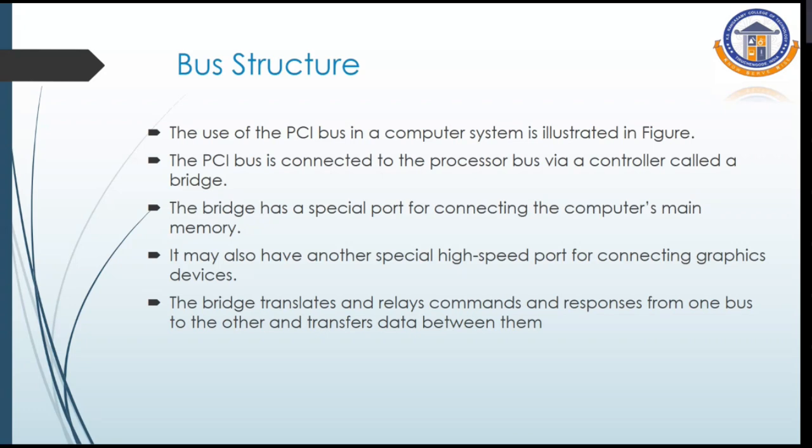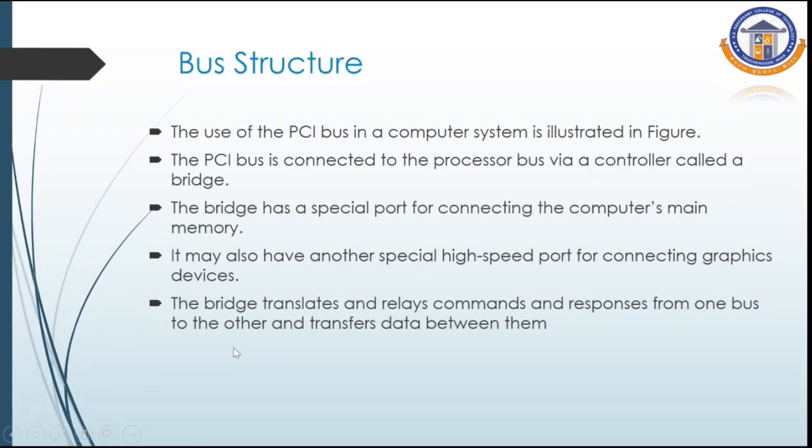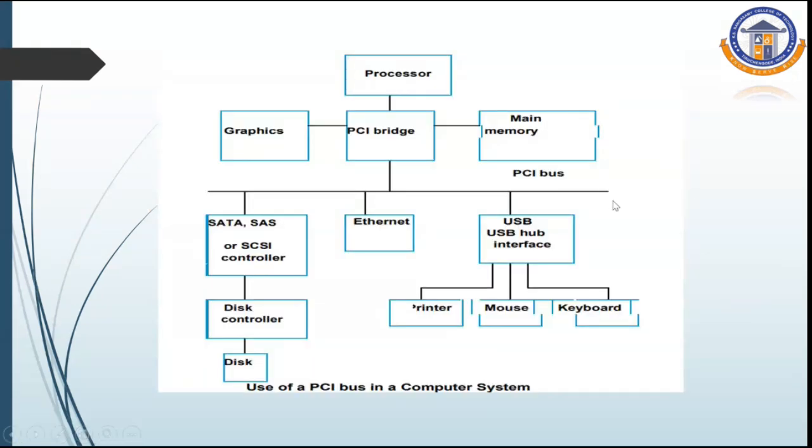The bridge has a special port for connecting the memory. We can connect the memory also. For that purpose, we have this controller, that is the bridge. So between the processor and the I/O device we have the PCI, and between the PCI and the processor we have a bridge, and this bridge helps us to transfer the data between the memory, the processor and the I/O device. What the bridge does is it translates and relays the commands and responses from one bus to the other and transfers the data between them.